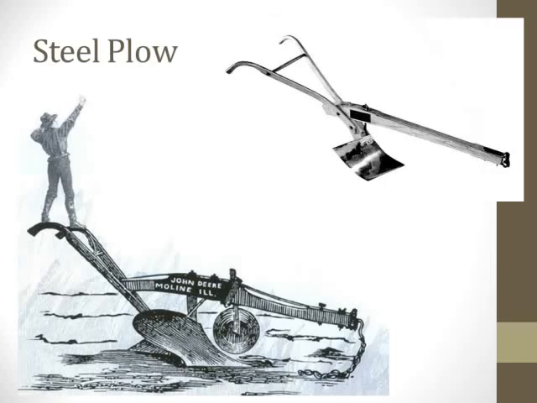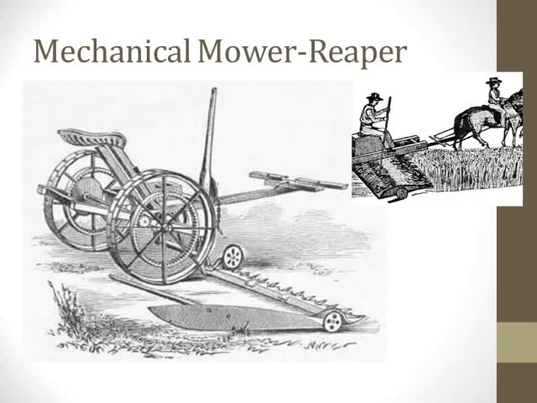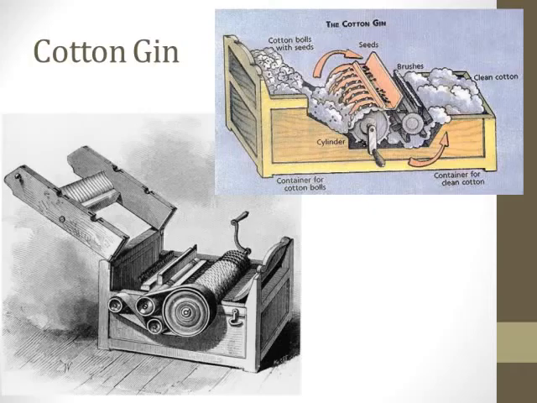Agricultural improvements, steel plow, who benefits? Which farmers? Western farmers and southern subsistence farmers. Let's take both. Western farmers and southern subsistence farmers. I guess also western subsistence farmers and northeastern subsistence farmers and western farmers. Mechanical mower reaper, same thing, right? Beneficial. Cotton gin will help who?